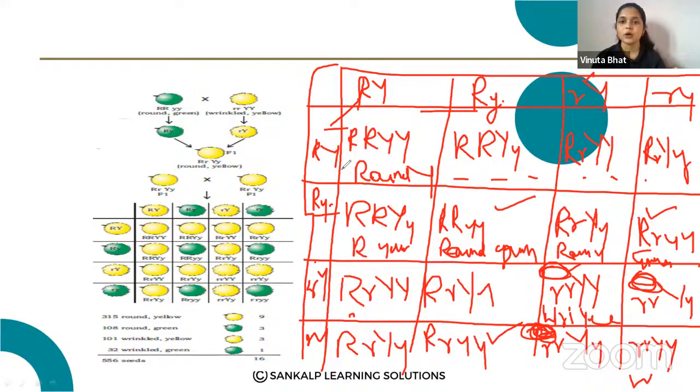Wrinkled green seed. Okay. So here total round yellow seeds 9. 1, 2, 3, 4, 5, 6, 7, 8, 9. Right. Total round yellow seeds they are 9, and round green seeds they are 3, and wrinkled yellow seeds they are also 3 here, and wrinkled green seed that is 1. So the ratio is 9 is to 3 is to 3 is to 1.